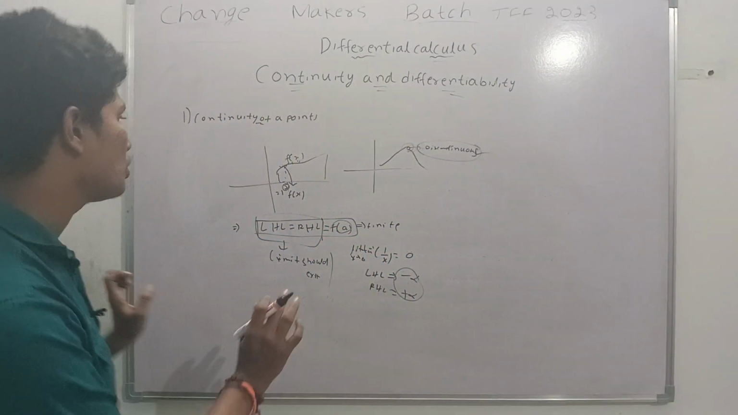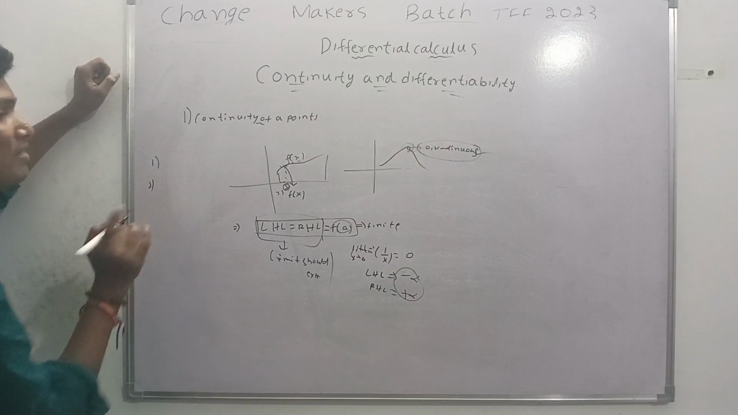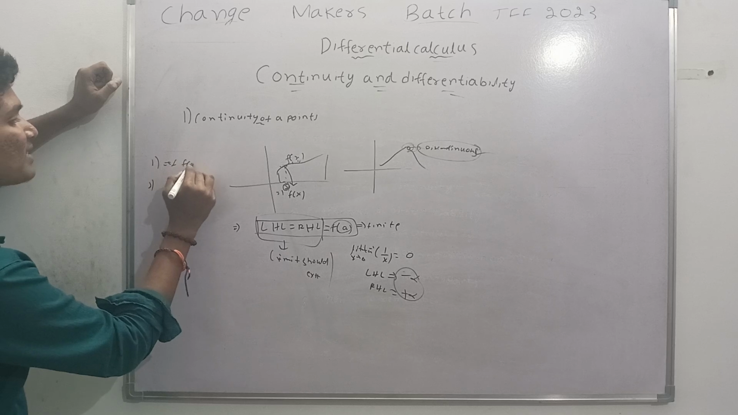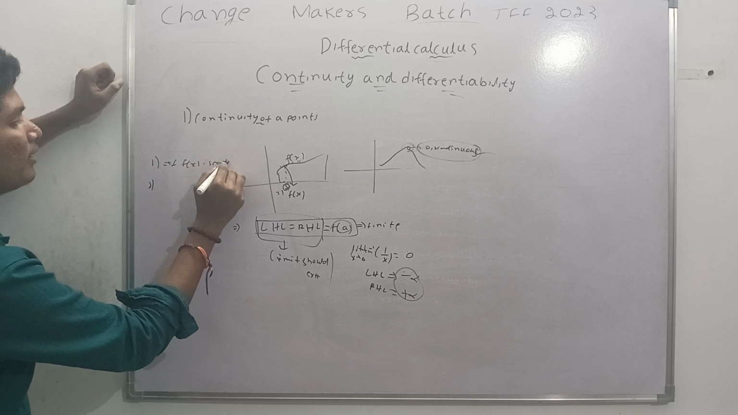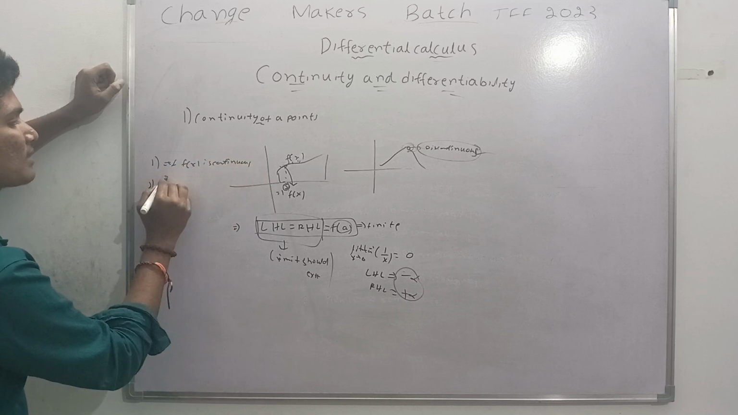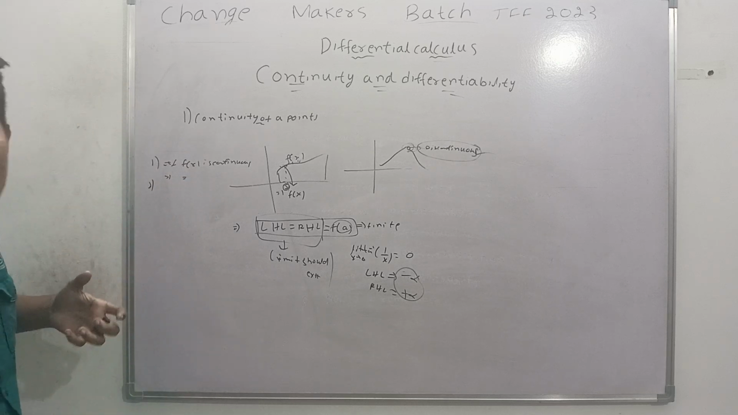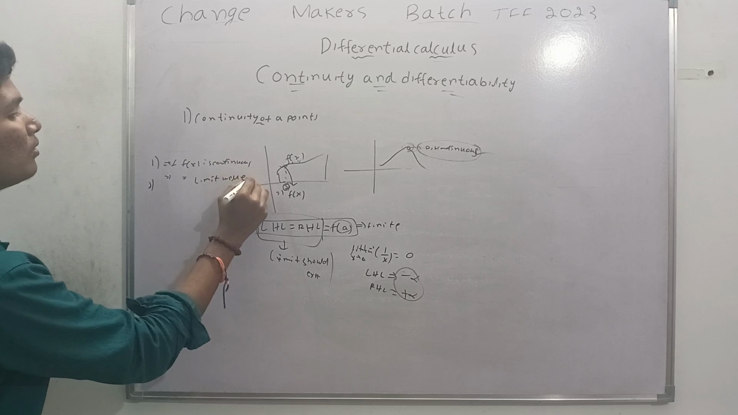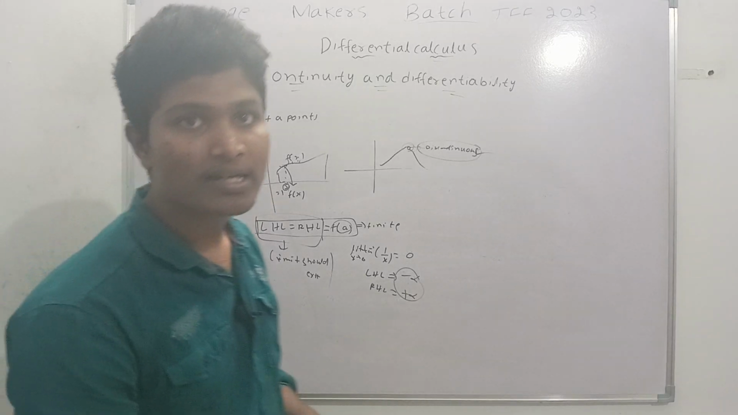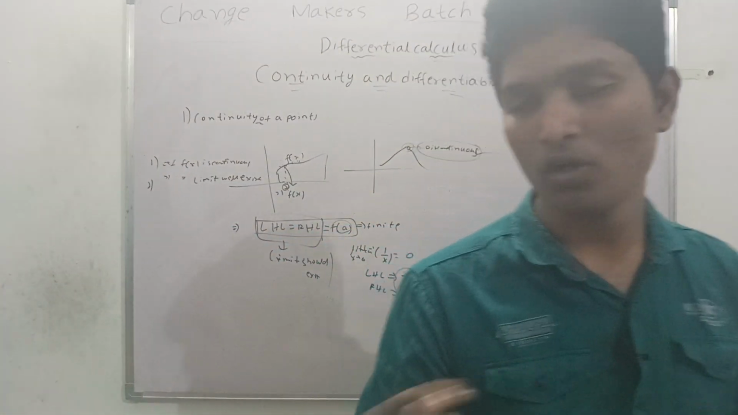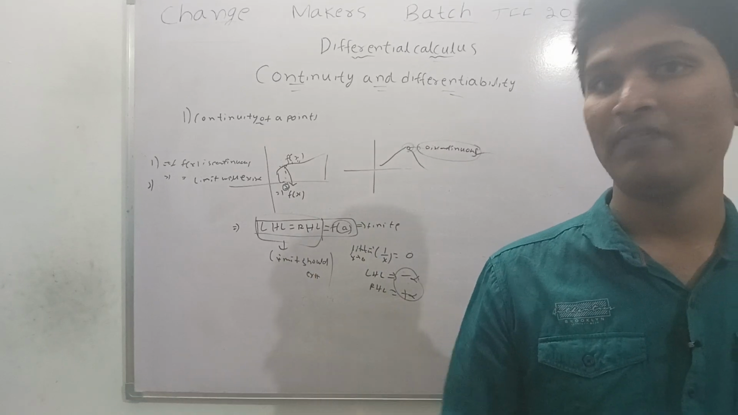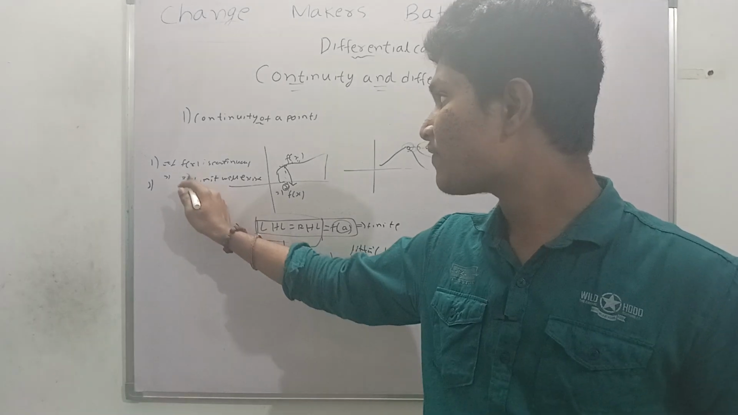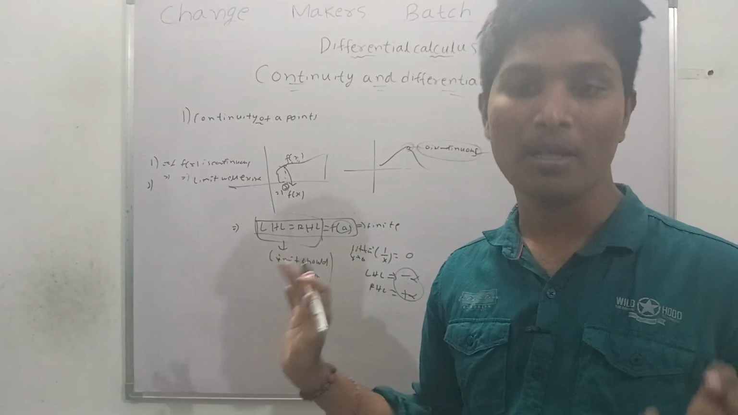Now it is very important to understand the continuity of a point. We will say two things. Suppose f of x is continuous, what will we say? The limit will exist. Suppose in a question it is given that the function is continuous. What can we say from this? We can say the limit will definitely exist.